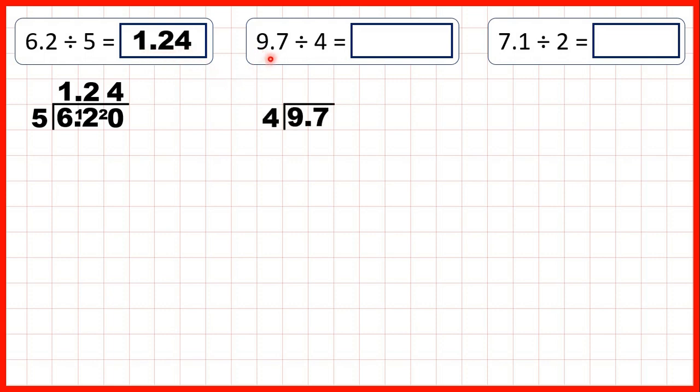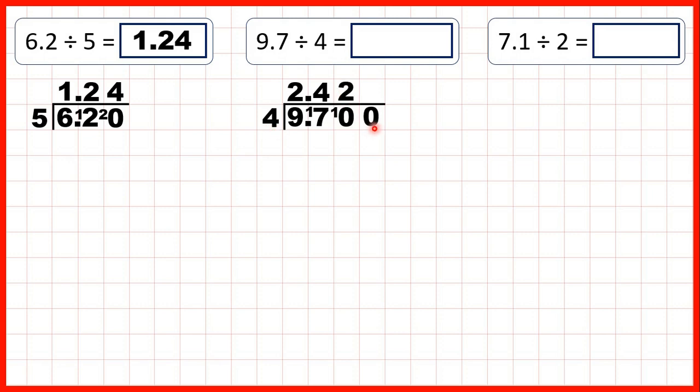Now we have 9.7 divided by 4. We copy up our decimal point. 9 divided by 4 is 2 remainder 1, and 17 divided by 4 is 4 remainder 1. So we need to extend with a 0 so that we have a digit to write our remainder in front of. Now 10 divided by 4 is 2 remainder 2.